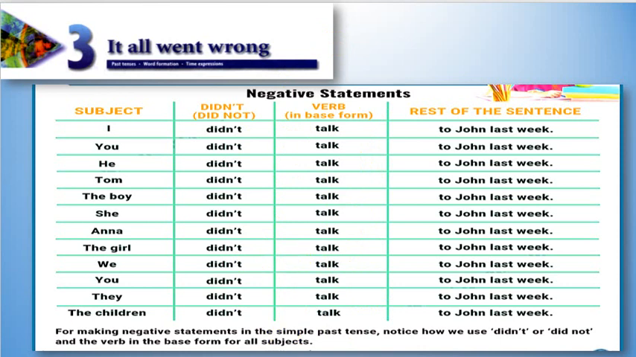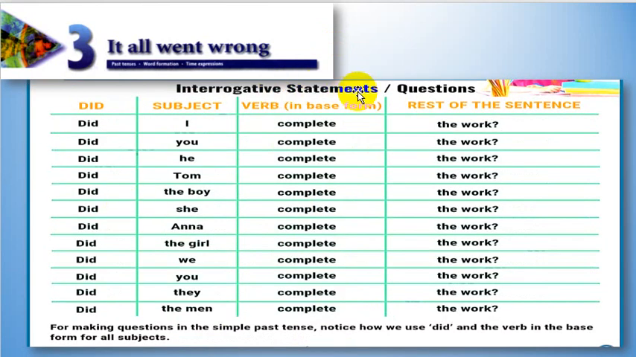Okay? Now, in questions or interrogative statements, we use did, subject, then the verb in its base form, then the rest of the sentence. Did you complete the work? Did plus subject plus verb in its base form with all the subjects. Okay, and the rest of the sentence, and we do not forget the question mark.